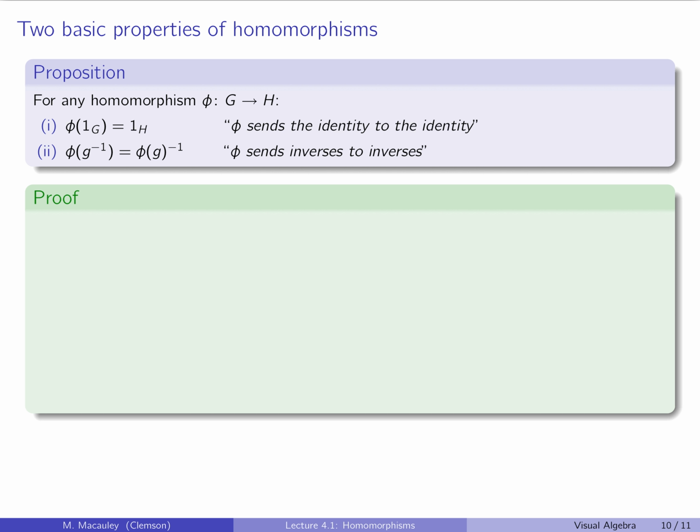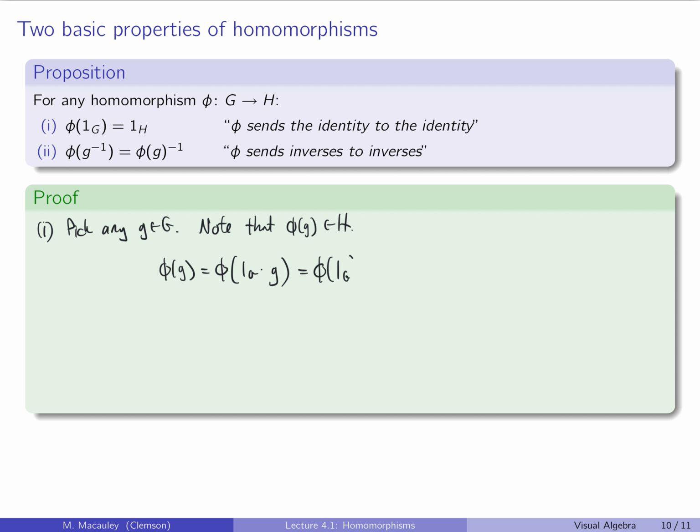Let's prove these. For the first one, we're going to pick any element g in the domain. Note that phi of g is in the codomain. Okay, now what? Well, phi of g, there's not much we can do, but we can write phi of the identity times g. And well, let's use the homomorphism property, phi of the identity times phi of g.